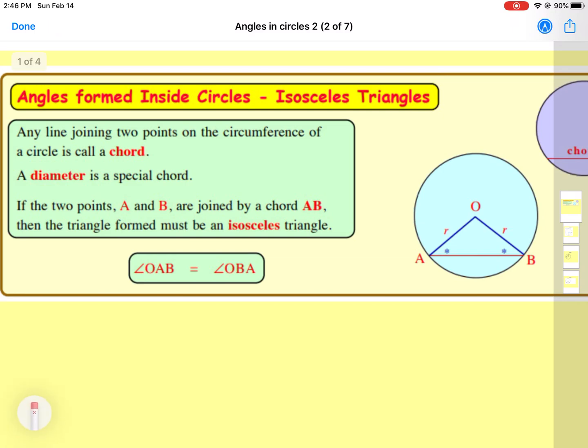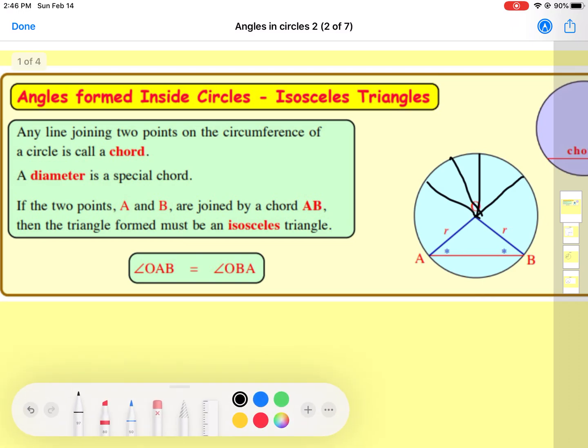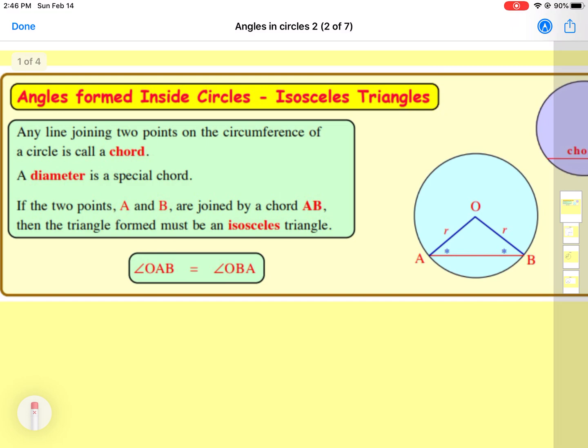Any line that comes from the centre of the circle to the outside, any of those that I'm drawing in with the black, they're all radii, which means they all have to be the same size. Now, the line in red on this diagram, AB, is what's known as a chord. So a chord is a line that joins 2 points on the circumference. A diameter is a special chord because it joins the two sides of the circle. It still joins 2 points on the circumference, but it goes right the way through the middle of the circle.